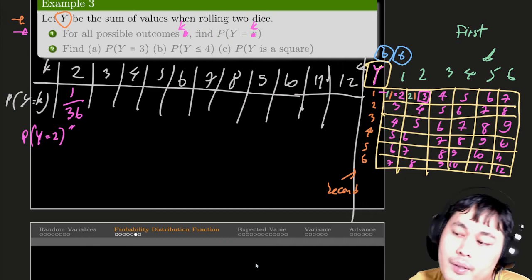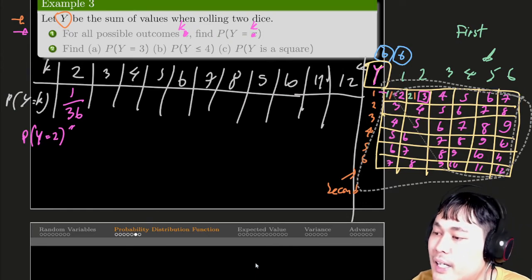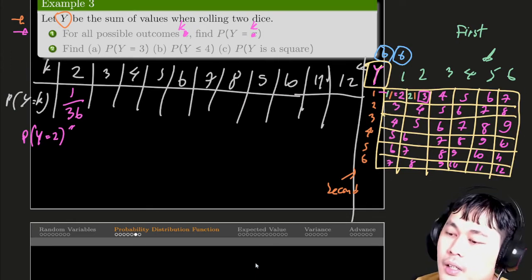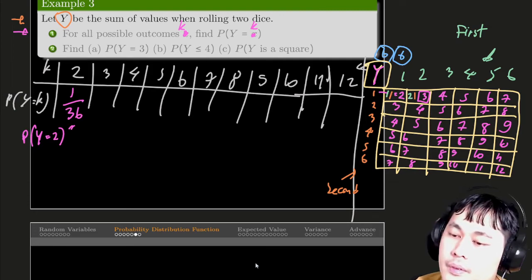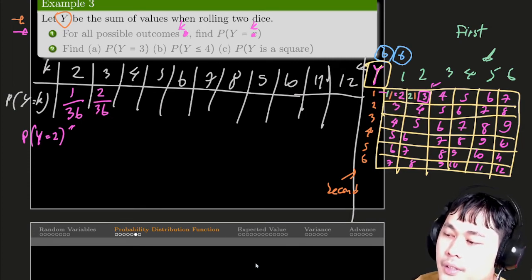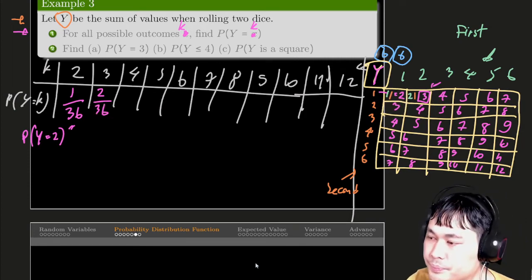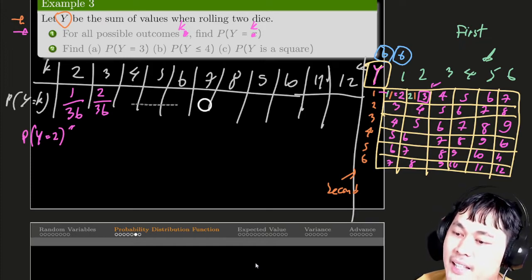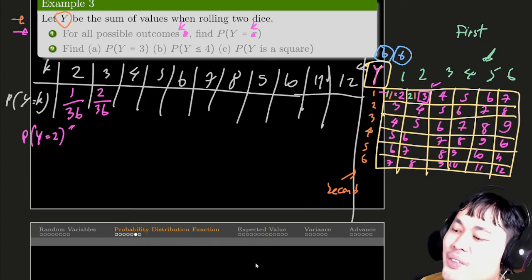Okay, let's move on. What about 3? Look at this whole table and count how many entries are 3. And there are two entries there. Yes, 2 and 1 and 1 and 2. That's 2 over 36. And then you can repeat that, if you have enough time.